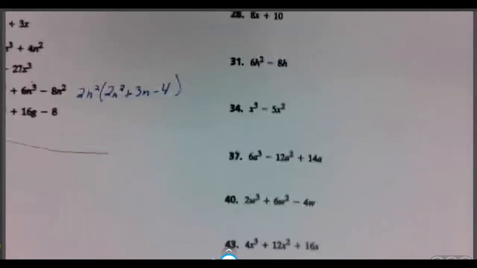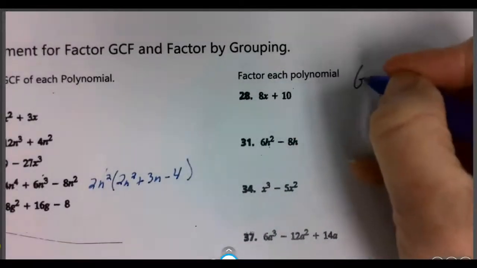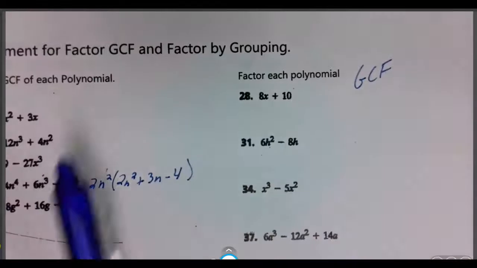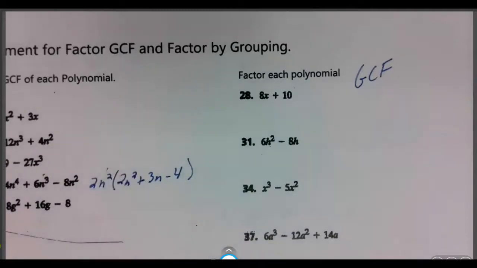Okay. This one, you're going to factor out each polynomial by taking out the greatest common factor. So take out the greatest common factor for each one of those. Okay? Good.